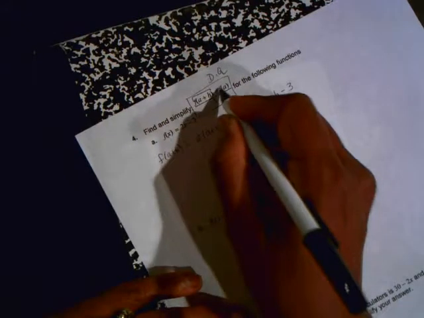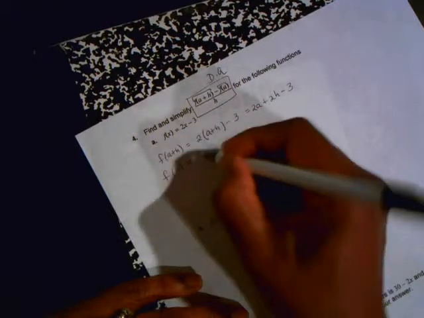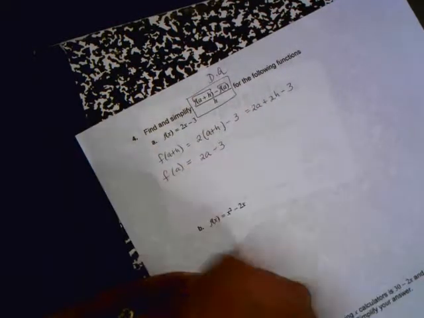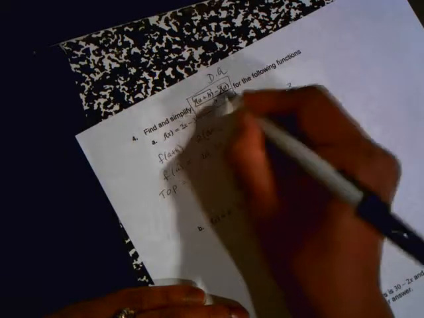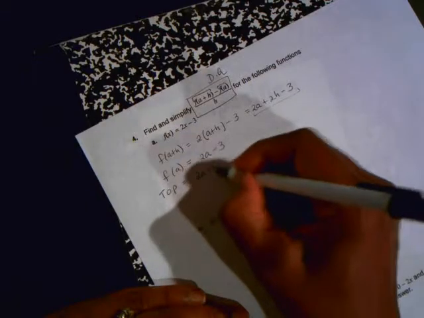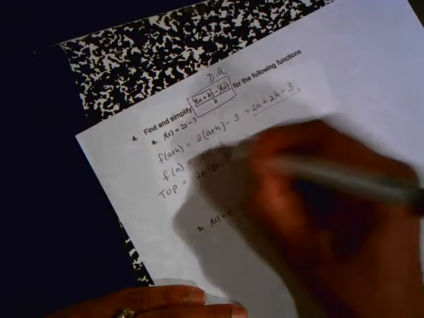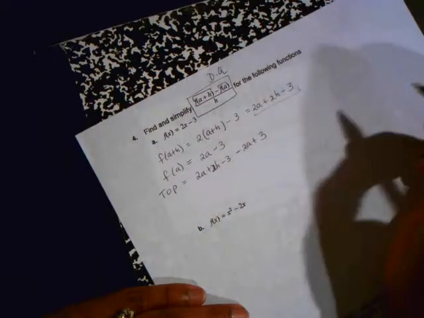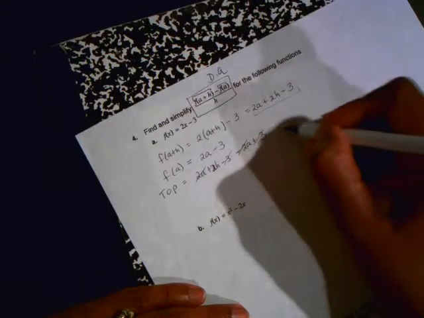Now, this piece, f of a: let's just plug in an a for x, so it's 2a minus 3. Now the numerator, or the top part, you subtract those two. So you take 2a plus 2h minus 3, and you subtract 2a. The sign changes, so it's plus 3. Now these wipe out, you get zeros, and you're left with just 2h.